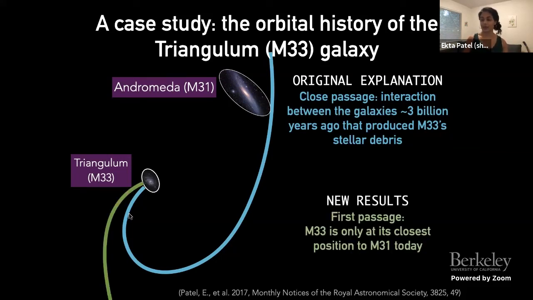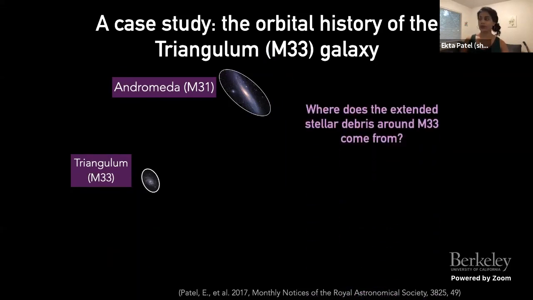The orbits that we were able to find were actually ones where Triangulum is only getting to the position that it is today for the first time, which is this distance shown here, meaning that it didn't have a recent interaction with its host galaxy Andromeda, and therefore that can't be the explanation for why we see that stellar debris in the outskirts of Triangulum. So then we're left with an open can of worms in that if there's this orbit that doesn't seem to show a recent interaction between these two galaxies, then what could it be? Where does that extended stellar debris around Triangulum come from?